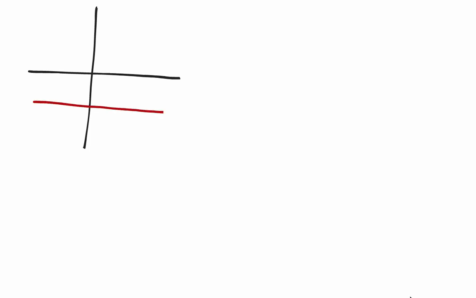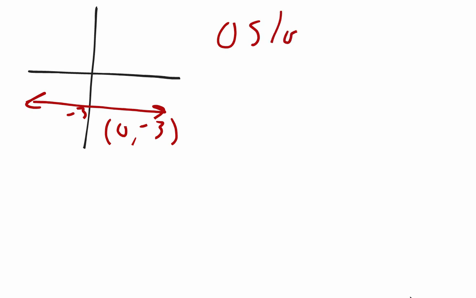If I was writing a slope-intercept form from a graph, I'll make a rough sketch here. So let's say I have this graph, and let's say that's negative 3. So it's crossing the y-axis at 0, negative 3. So since it's horizontal, it is a 0 slope. So a 0 slope means that the line is horizontal and it goes through the y-axis. So my y-intercept equals negative 3.